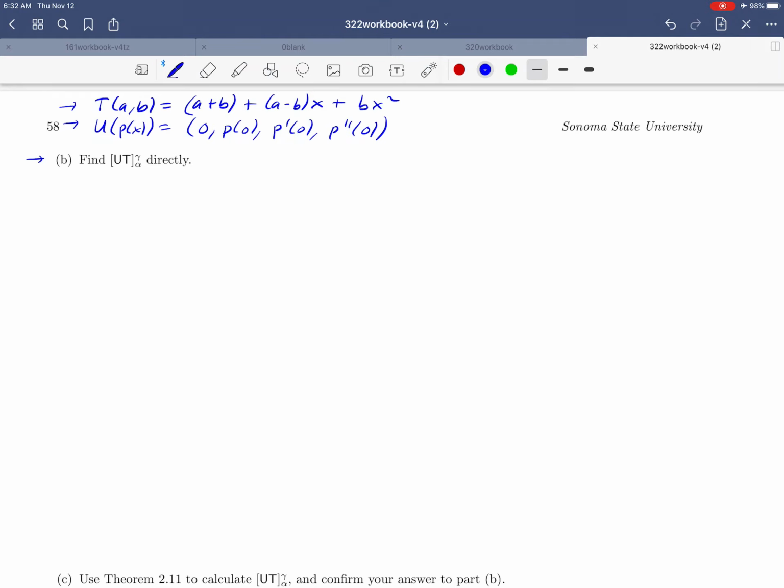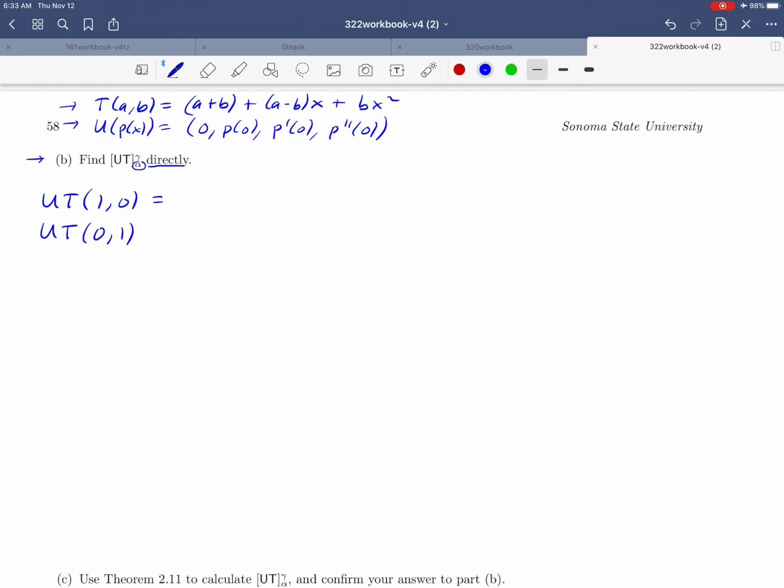Now this part of the problem would like us to do this directly, using the same technique that we did in part A. Directly means we're going to start with our basis alpha and substitute in those two vectors. Remember, alpha was the standard ordered basis for R2. So we will take 1, 0 and 0, 1 and substitute those two in.